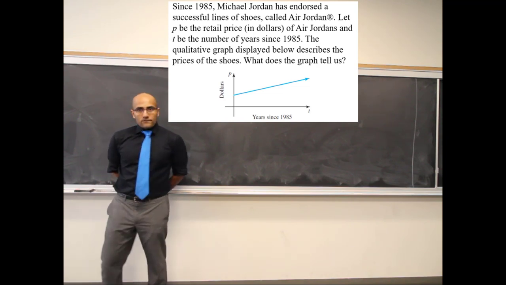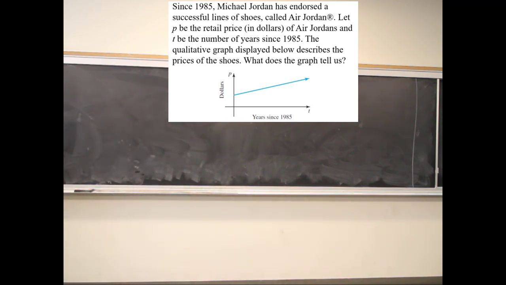Okay. So, we don't have any actual numbers, so we're a little limited on what we can say. We don't know the actual price, but the fact that it's above this intercept point, the origin, means that the price was not zero. At this point right here, it's something above zero. It cost something back in 1985. And then since then, what's been happening to the price?